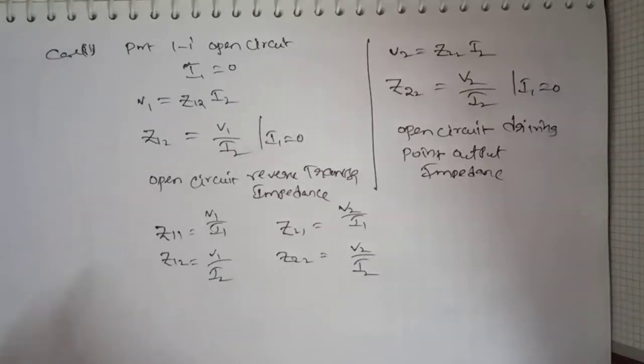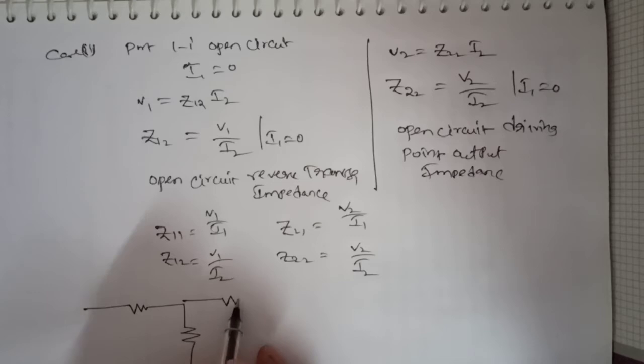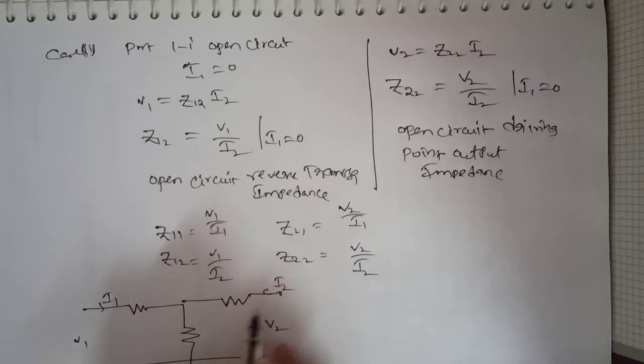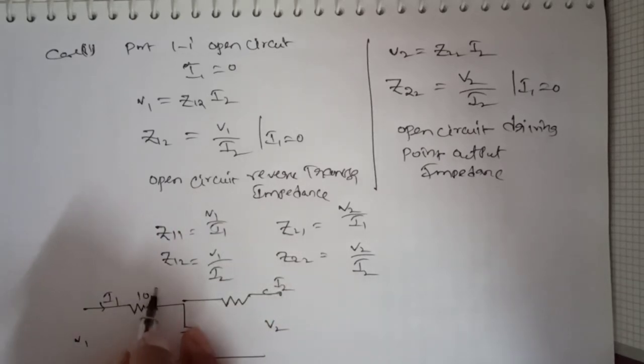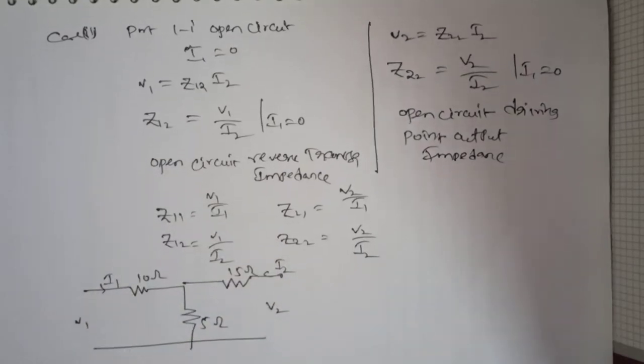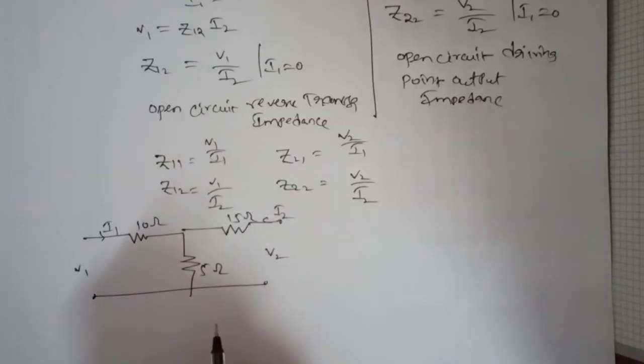Okay, let us take one simple T network. How can you get the solutions for this two-port network? For the given network, the voltage is V1 and current I1, voltage V2 and current I2, and the resistances are 10 ohms, 5 ohms, and 15 ohms. Now, can you find the Z parameters for this?